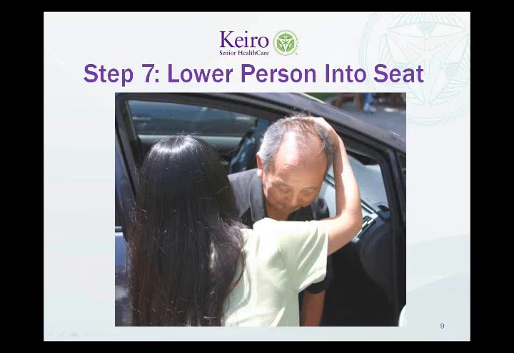Step 7. Turn the care recipient until their back is facing the passenger seat. Then begin to reposition your arms and hands. Your left arm should be underneath the care recipient's right armpit, and your hand should be lying flat as close to their left shoulder as possible. Your right hand should be positioned on the back of the care recipient's head to prevent contact with the roof. Slowly lower them into the seat and bend your knees as you go. Remember to keep your back straight.